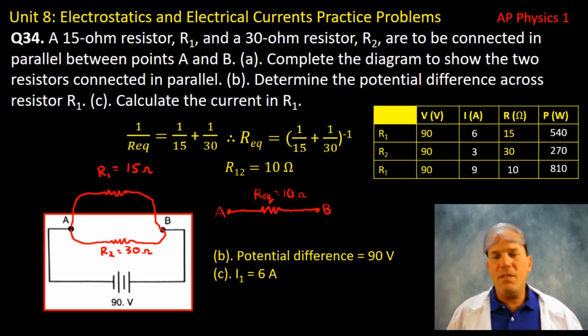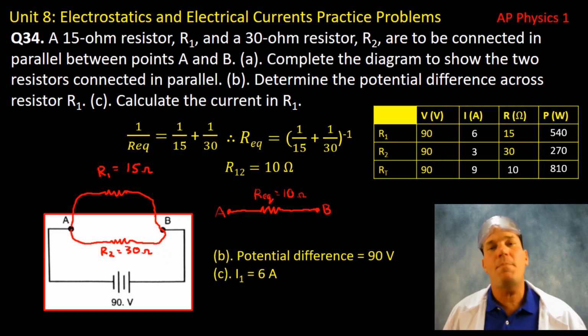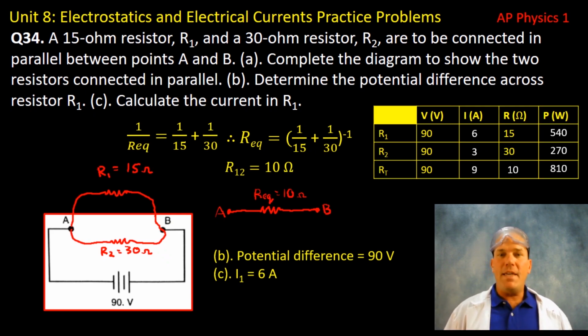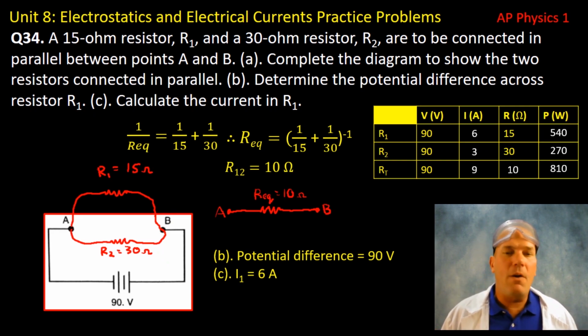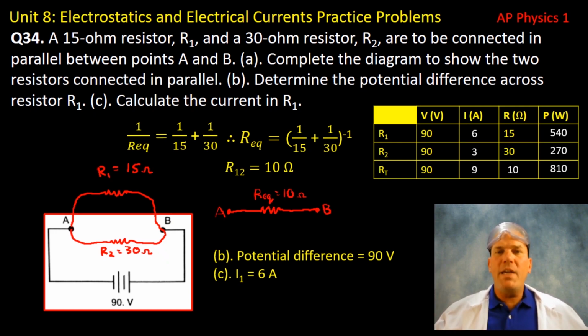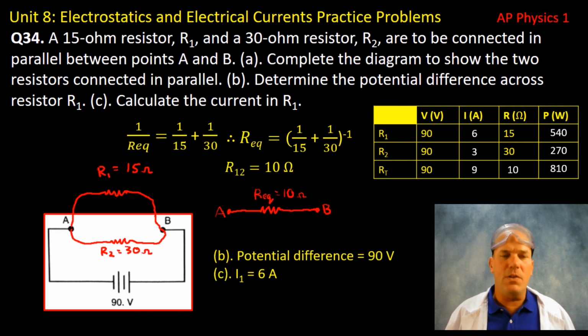And our resistances, we see our equivalent resistance is less than any of the individual resistors in a parallel combination. Again, affirming that we've done things right. And we have our power calculated as well. So from this VERP table, you can answer parts B and C: potential difference 90 volts, and current through resistor 2 to be 6 amps.